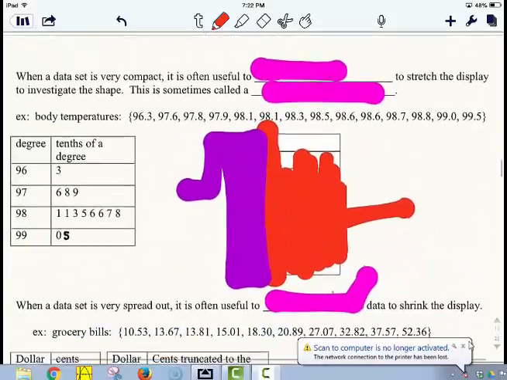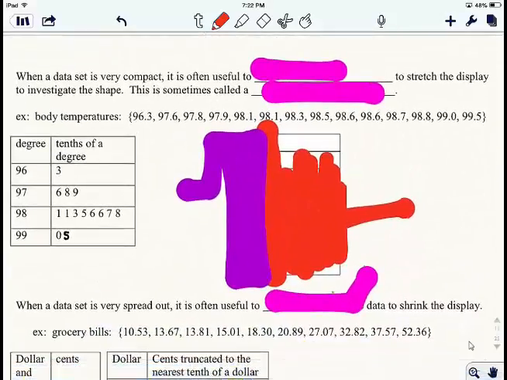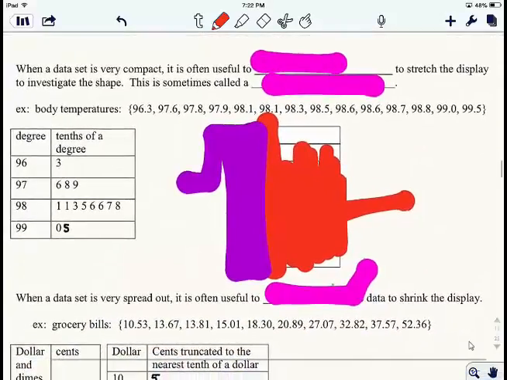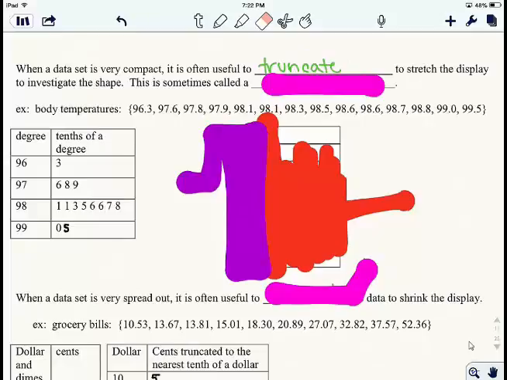There are a couple other types of stem and leaf plots. The first one happens when the data is very compact, in which case we might want to split the stems to stretch the display to investigate the shape. Notice if we're talking about body temperature, 96.3 degrees, 97.6 degrees, there's not a wide range of body temperature. If you get too hot, you die. So you can look in our display here, it's kind of compact.